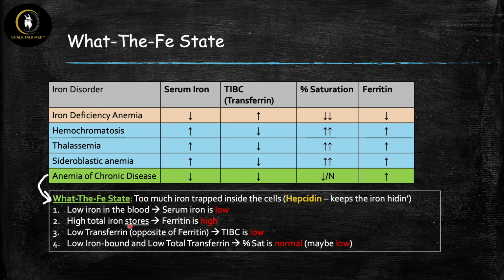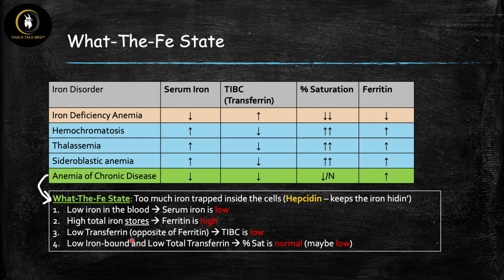So if there's too much iron stores inside of the cells, that means that the ferritin levels are going to actually be high in this case. So you can see high ferritin. Even though you have a low serum iron, you have a high ferritin. This is the first time we're seeing a disagreement between these two, and that's okay because that's the pathophysiology of this disease. That's why it happens. The rest of this is pretty easy.